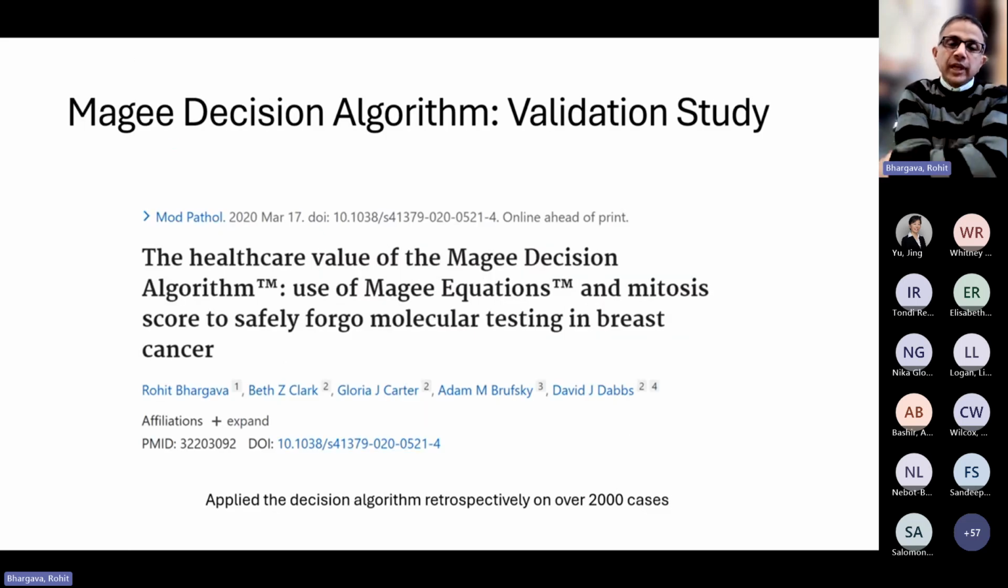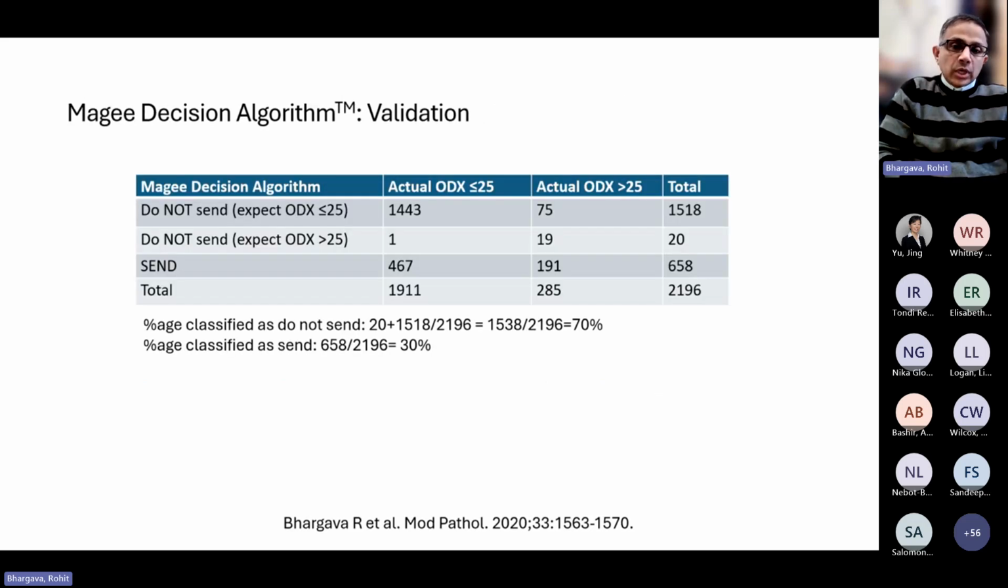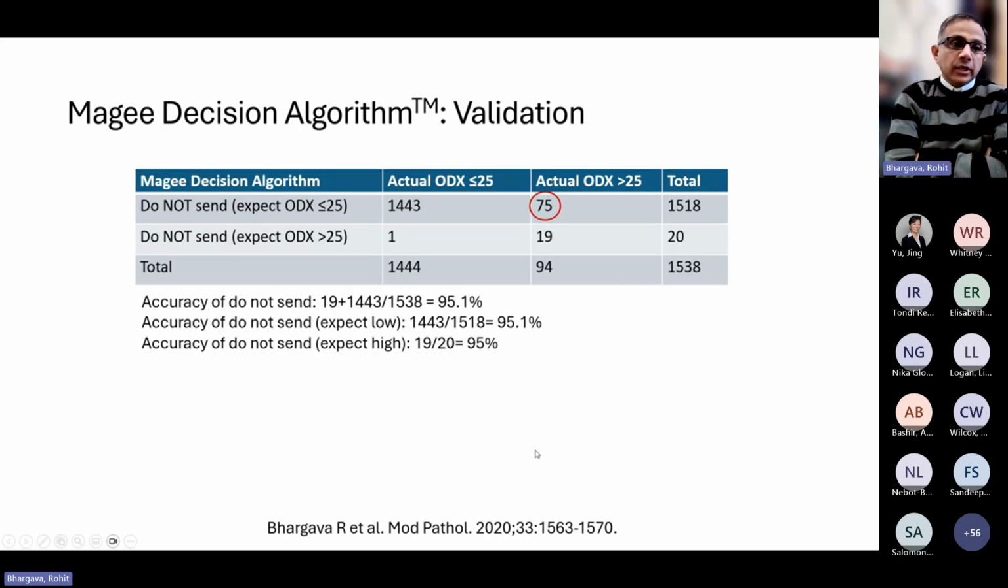So after this prospective validation study, we thought, we had over 2,000 cases. Why not apply the decision algorithm retrospectively? And this is exactly what we did. Of these 2,196 cases, 1,538, exactly, once again 70%, were classified as do not send. And looking at these 1,538 cases, do not send, expect low risk was 1,443 patients. And the accuracy of the do not send low risk was more than 95%. And similarly, the accuracy of do not send expect high risk was also 95%.